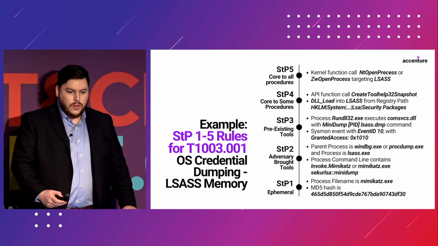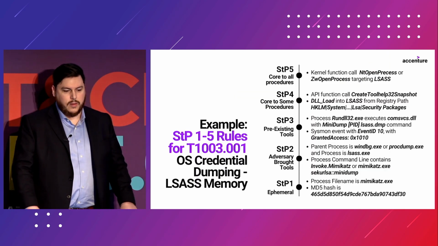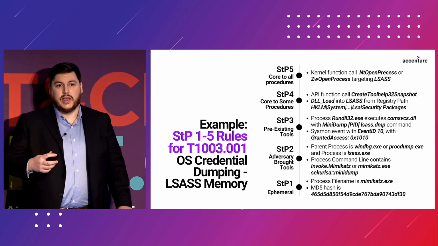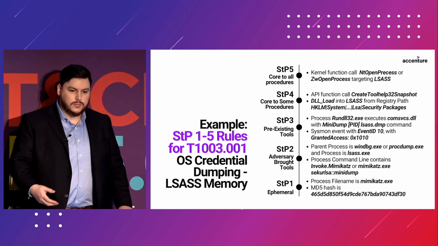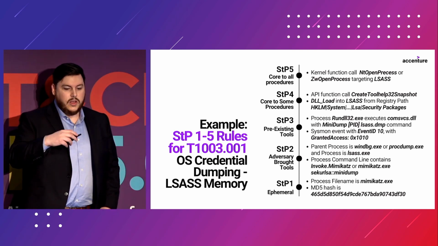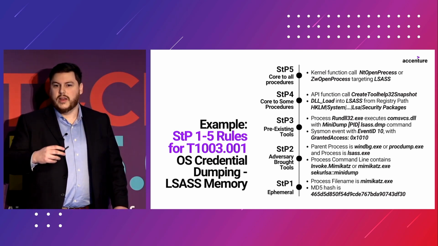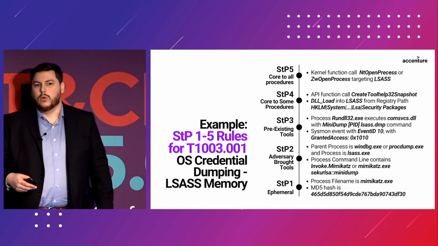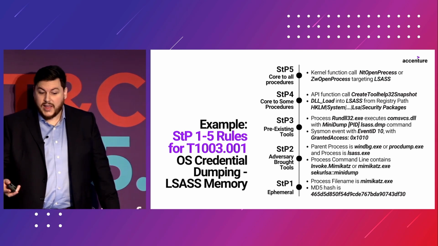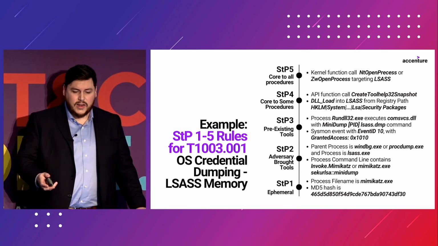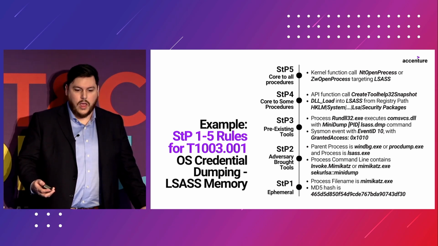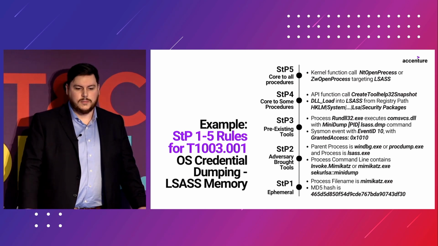So I want to give a quick example that's a little more digestible. This is looking at the different ways that we can detect LSASS memory dumping for credential stealing. Way down at the bottom, we have what we used to see all the time in the industry, just a simple hash-based detection or a file name. Now we've started seeing more rules that are focused on some behavior of that malware. So the command line containing mimikatz, or invoke-mimikatz, or mimikatz.exe, or the parent process being WinDbg or procdump and the process being LSASS.